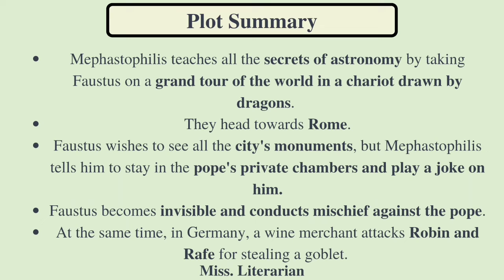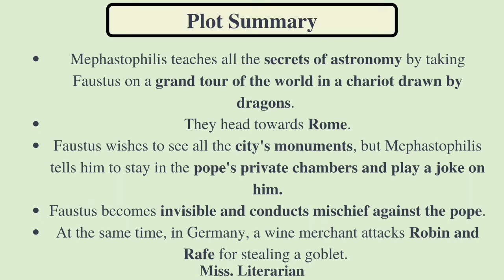Mephistopheles takes him on the tour in order to teach him all the secrets of astronomy. Now they both head to Rome. In Rome, Faustus wants to see all the city's monuments, but Mephistopheles tells him to stay in the Pope's private chamber and asks him to play a joke on him. Mephistopheles makes Faustus invisible, and they both cause mischief as the Pope and his cardinals attempt to have dinner at a party. At the dinner, a group of religious men attempt to sing a lament to drive away all the evil spirits.